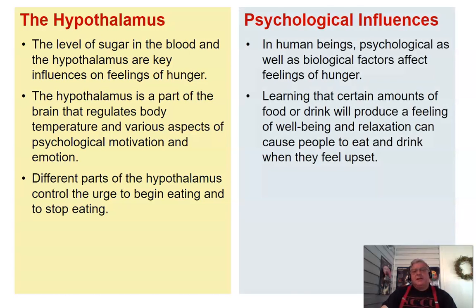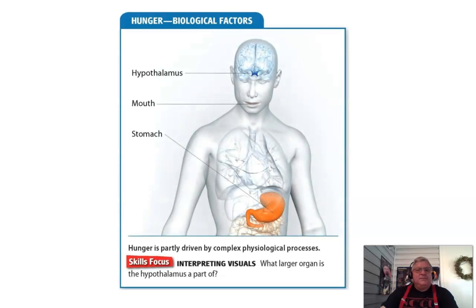In human beings, psychological as well as biological factors affect the feelings of hunger. Learning that certain amounts of food or drink will produce a feeling of well-being and relaxation can cause people to eat or drink when they feel upset. They talk about a lot of food being comfort food, like macaroni and cheese or chocolate or something like that.